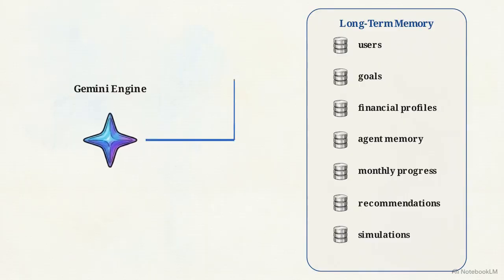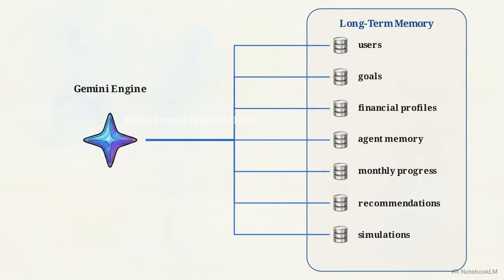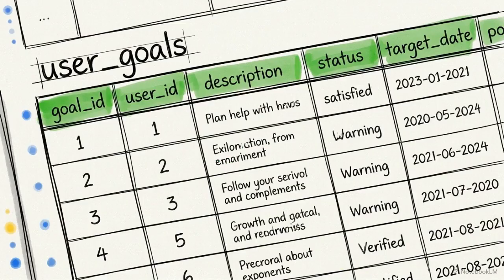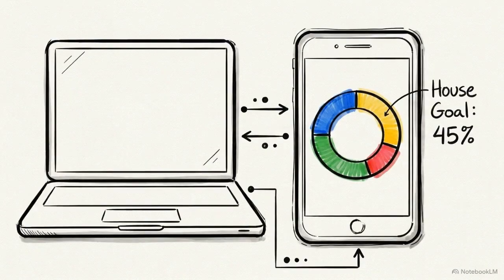To enable Gemini to interact with this data, we use the Model Context Protocol, or MCP. Configure your local environment variables to activate this bridge. This structured memory layer gives the AI a physical location to store facts. It ensures that the specific context of your life remains available between browser sessions.